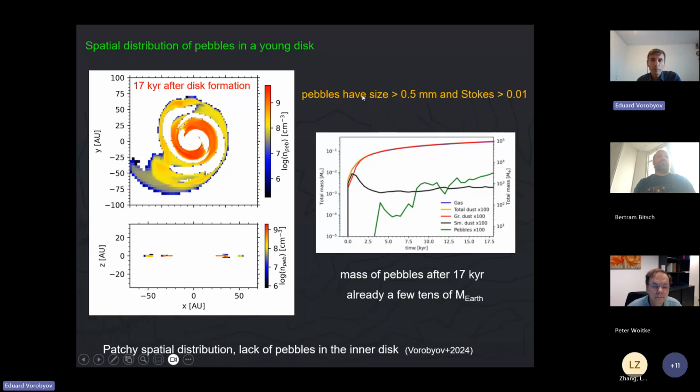How do we determine pebbles? We determine these dust grains. They should be greater than 0.5 millimeter, and the Stokes number should be greater than 1 in 100. So when we scan our disk, we see that pebbles are there. This is the midplane, the vertical cut, they're in the midplane, but their distribution is quite patchy.